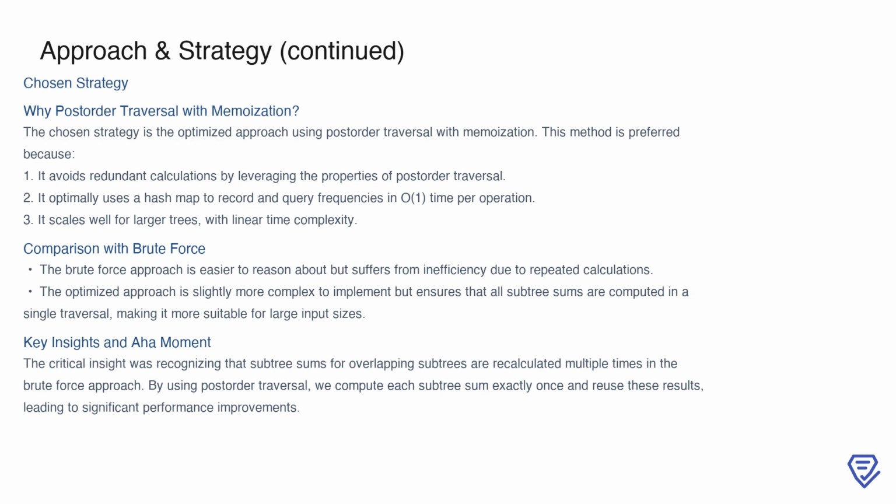When comparing this method to the brute force approach, the differences are clear. While the brute force method is easier to understand, it suffers from inefficiency due to repeated calculations. On the other hand, the optimized approach is slightly more complex to implement but computes all subtree sums in a single traversal, making it much more efficient. The key insight here is recognizing that the brute force approach repeatedly recalculates overlapping subtree sums. By using post-order traversal, we avoid these redundant calculations entirely, leading to significant performance improvements. This realization was the turning point in identifying the most effective strategy for solving this problem.